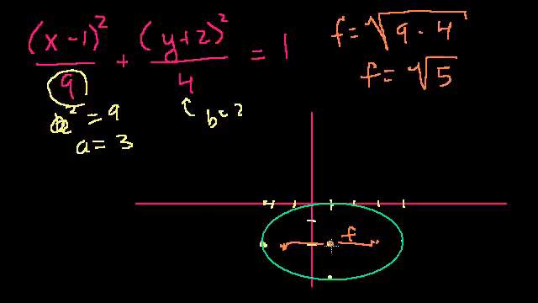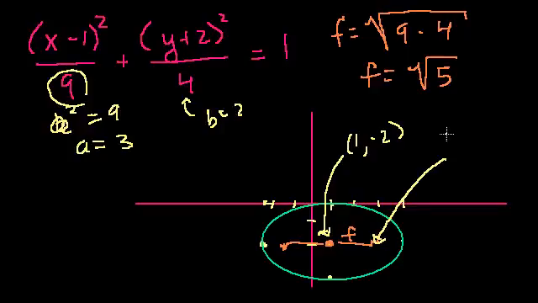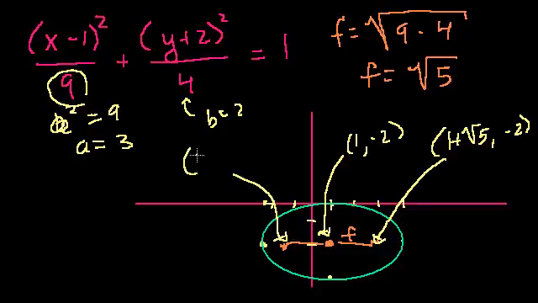So the center of the ellipse is the point 1 comma minus 2, as we already showed. The coordinate of this focus right there is going to be 1 plus the square root of 5 comma minus 2. And the coordinate of this focus right there is going to be 1 minus the square root of 5 comma minus 2. And all I did is take the focal length, and since we're along the major axis, or the x-axis, I just add and subtract it from the x-coordinate to get these two coordinates right there.